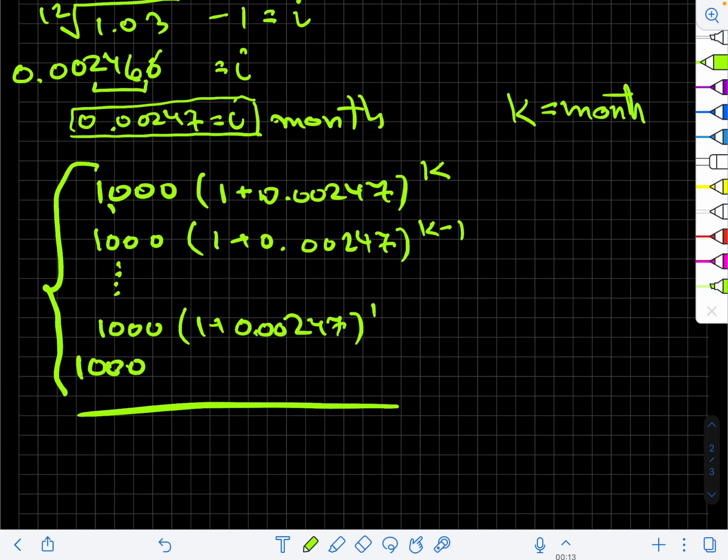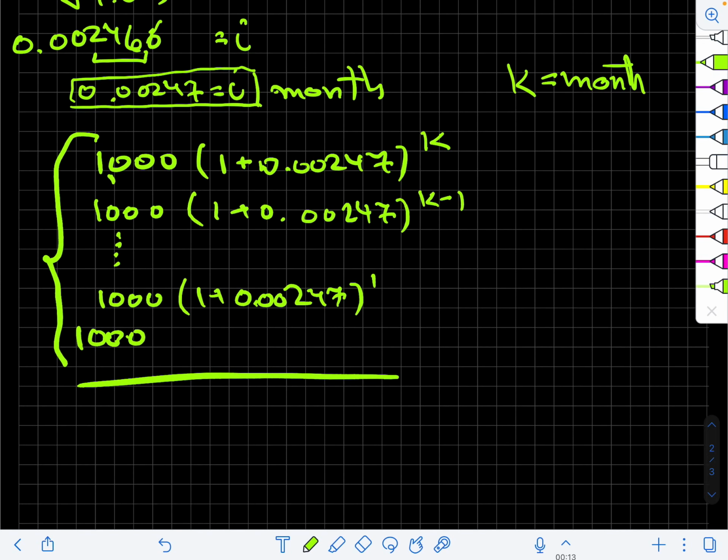The question is, how many months does he need to do this in order to save more than 100,000? Now we're going to solve for the total equal to 100,000, and then we will round up. That means increase the months, so he'll invest over 100,000. So let's see how we do this.